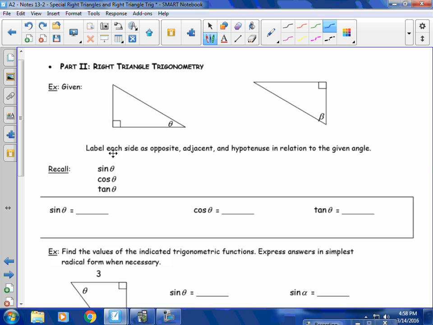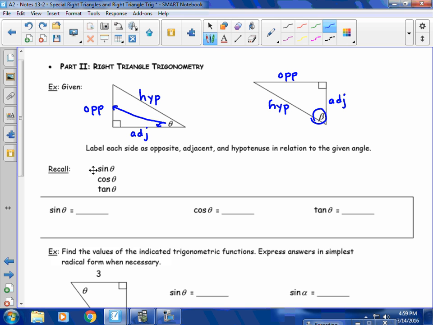Here's a couple of random triangles. It says label each side as opposite, adjacent, and hypotenuse in relation to the given angle. Well, hypotenuse is always across from the right angle, so that's got to be the hypotenuse. Adjacent means it's the side next to the given angle. And opposite means it's the side across from the given angle. Over here, I'm giving you this angle. I always label hypotenuse first because I know that that's got to be across from the right angle. Adjacent is the one next to it, and opposite is the one across.